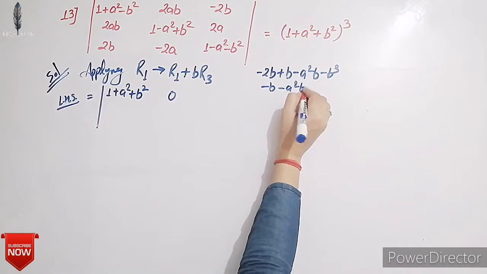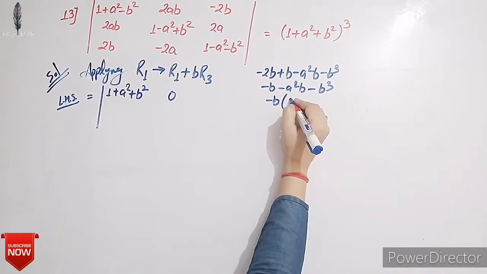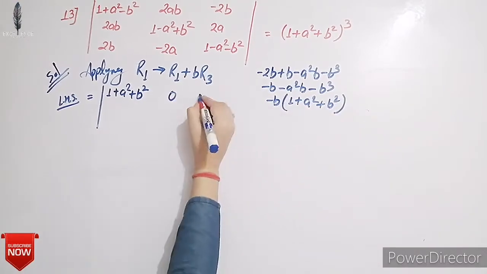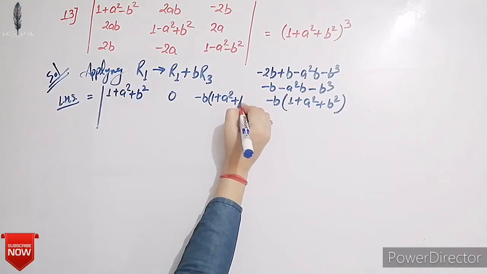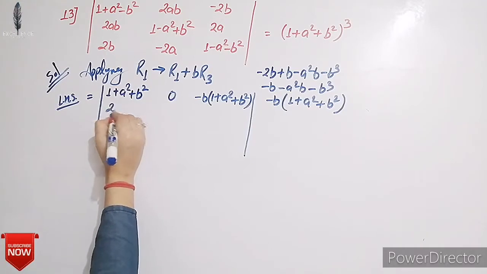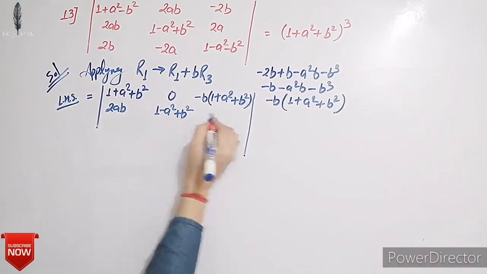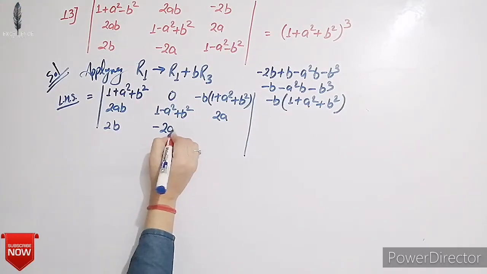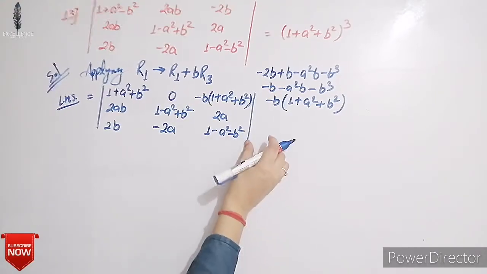Then minus b minus a square b minus b cube, that is equals to minus b common, so 1 plus a square plus b square. Put this value here. Then we get minus b, 1 plus a square plus b square. R2 is same, that is 2ab, 1 minus a square plus b square, here 2a. R3 is also same, that is 2b minus 2a, and here 1 minus a square minus b square.